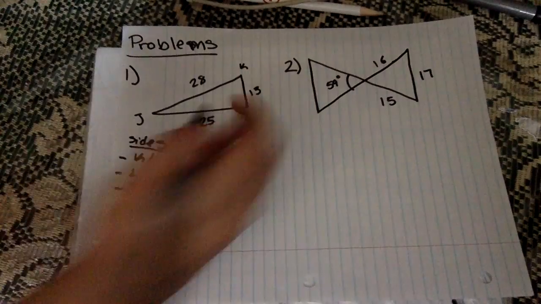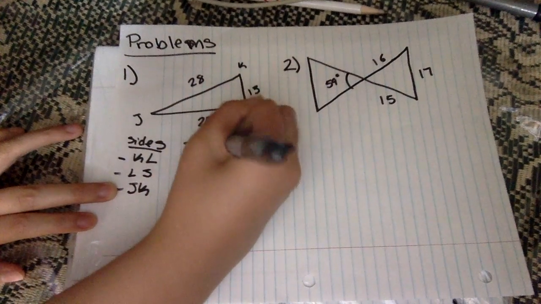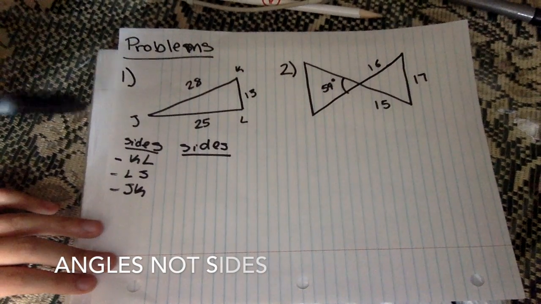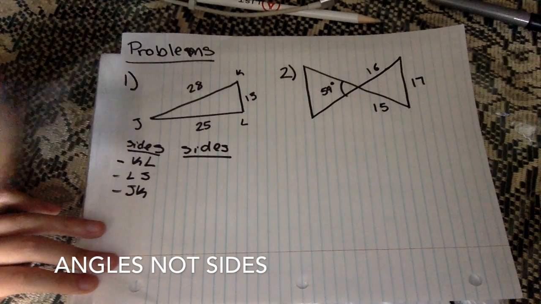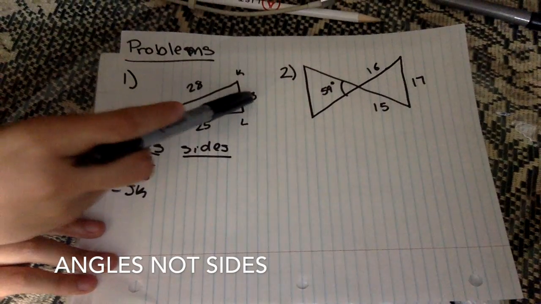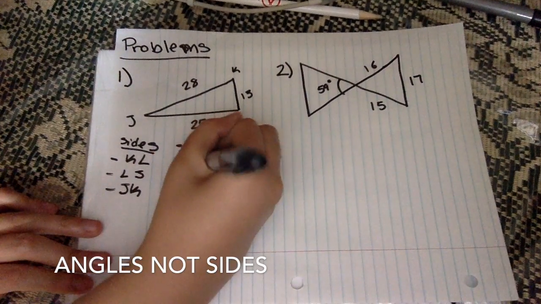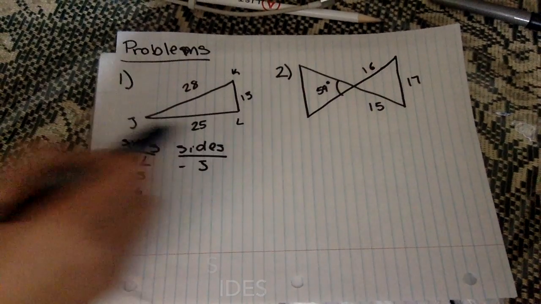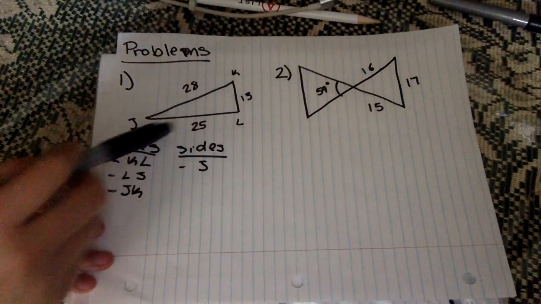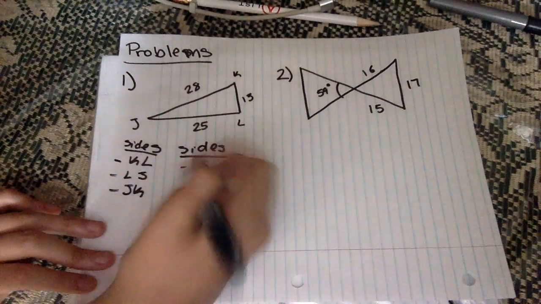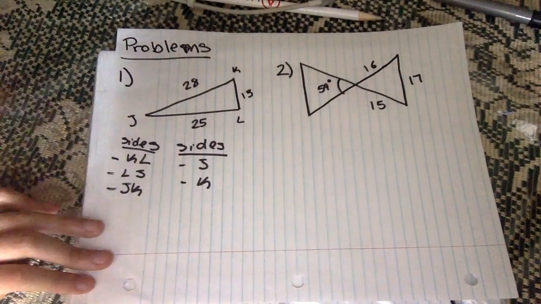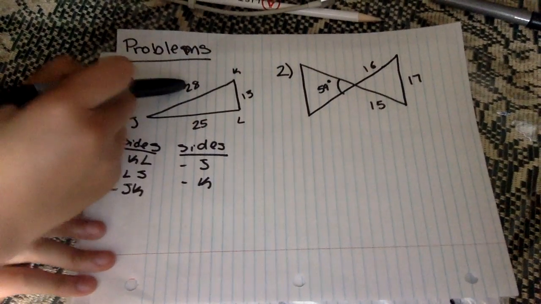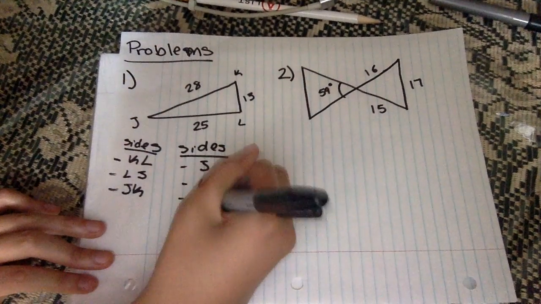Now for the angles, it would be the opposite. So KL, 13, the opposite of this would be angle J. The middle one, LJ, 25, the opposite of this would be K, and JK, the opposite of this would be angle L.